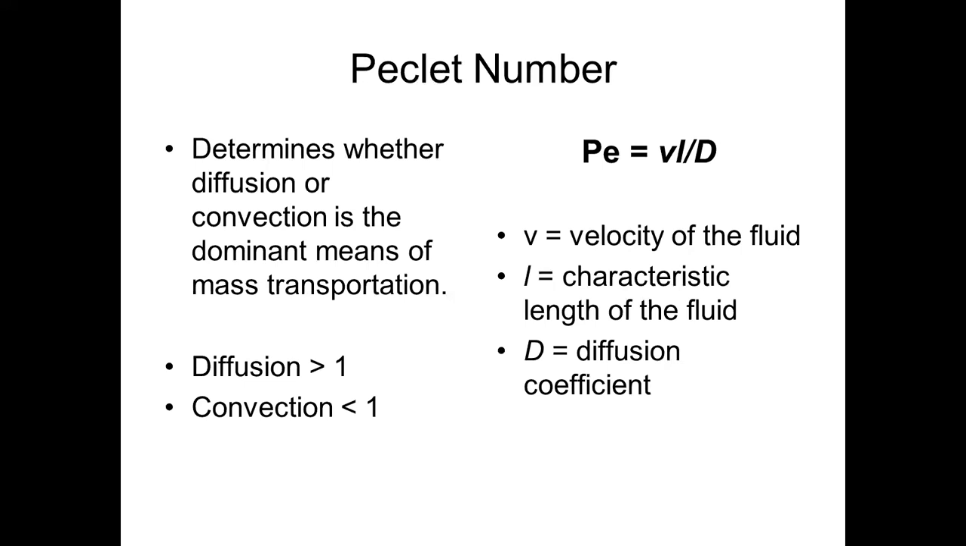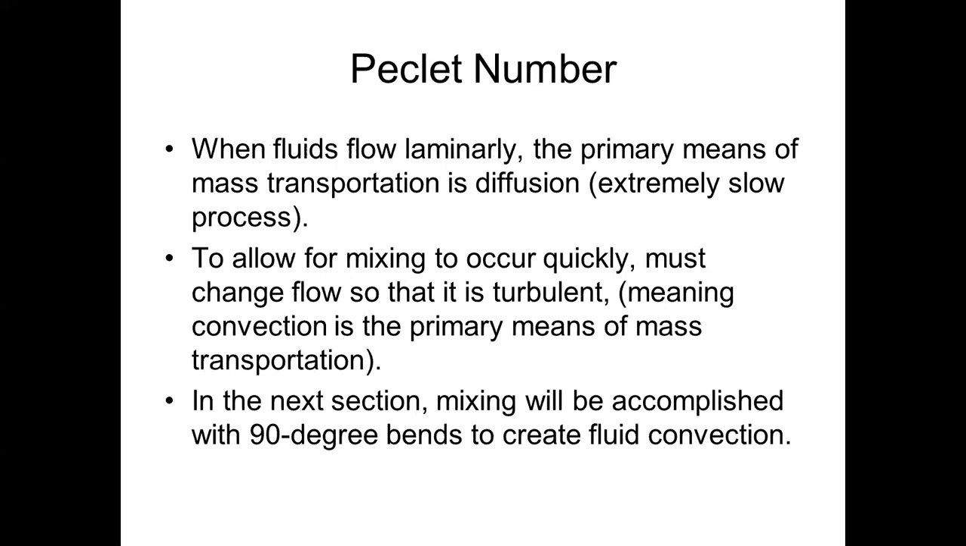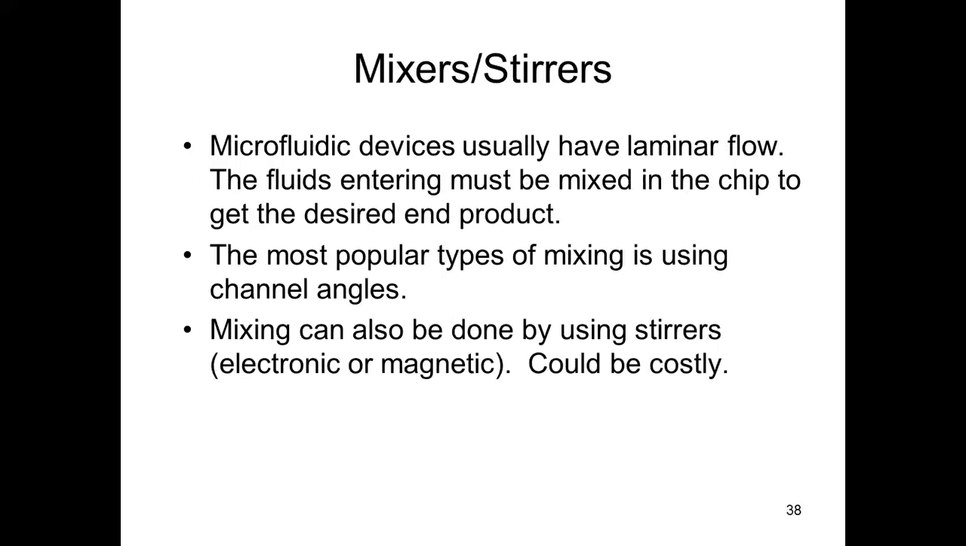Then we have the simple regime of the Péclet number, which examines the Fick's law diffusion properties of different chemistries. When fluids flow laminarly, the primary means of mass transportation is diffusion, and this is an extremely slow process. To allow for quicker mixing to occur, we can change the fluid so that it's turbulent. So what we would do is change, say, the ionic concentration, and we can also change this by mechanical means by putting bends within our microfluidic device.